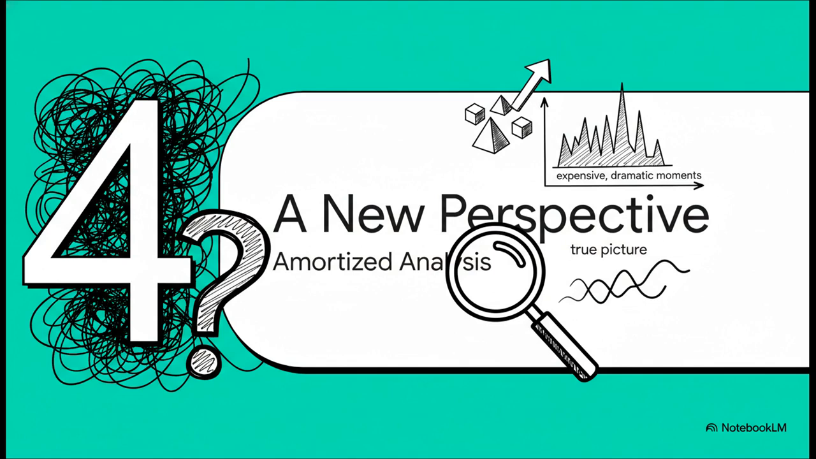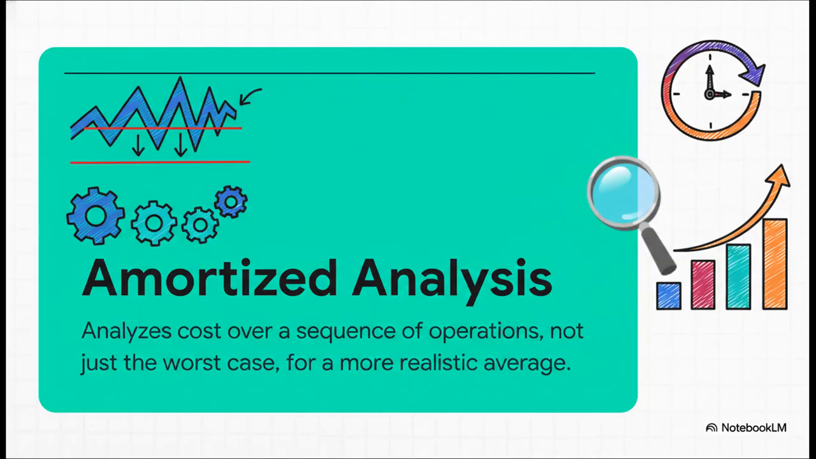What we really need is a new tool, a totally new perspective to see the true picture. And that new perspective is called amortized analysis. So, instead of obsessing over the single most expensive operation, it asks a much more practical question. What's the average cost per operation over a long, long sequence of them? It basically smooths out those expensive peaks to give us a much more realistic idea of the actual performance.